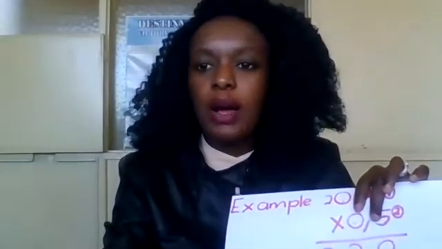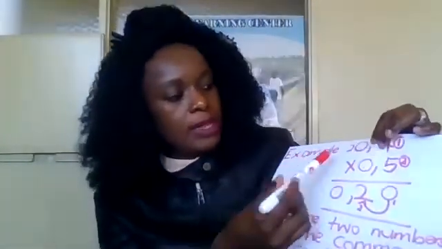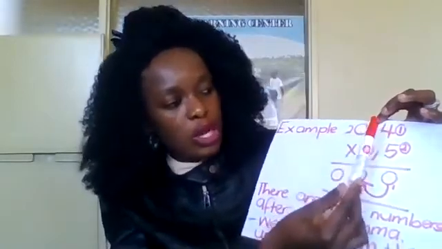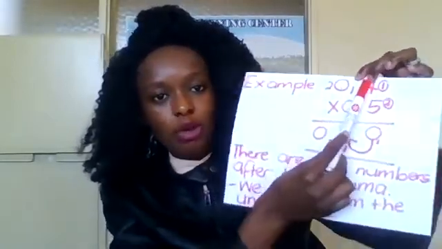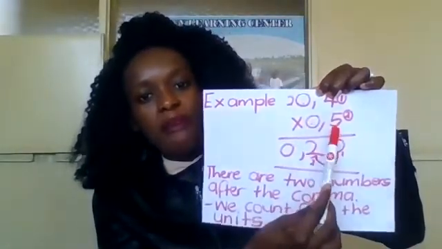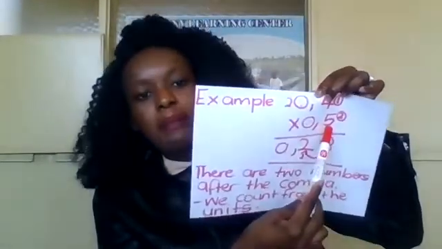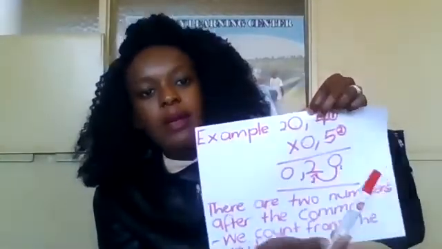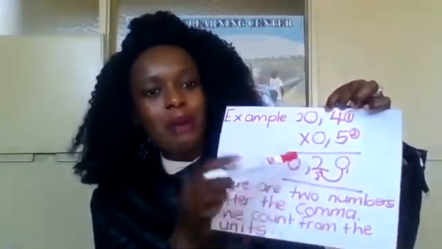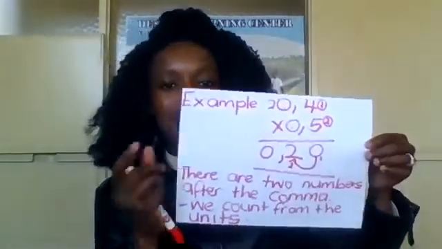Okay, so here we have 0.4. We are still going to count one number there. It is 0.4 at the top there, and you're also going to count below where you have 0.5. You're still going to count again. So there's one number after the comma, one number after the comma there. Do you see? So it must be after the comma. The number must follow behind the comma there.